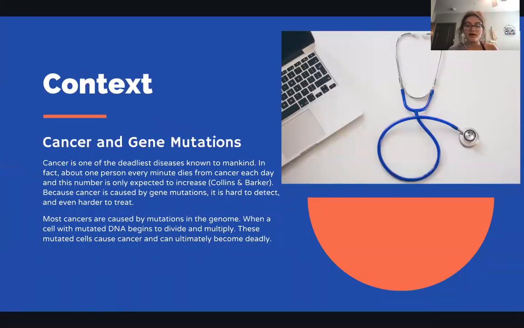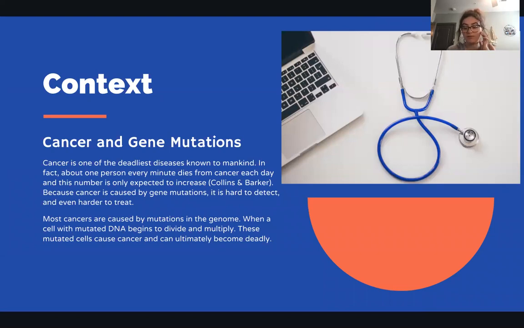Okay, this is about some context on cancer as a whole. Cancer is one of the deadliest diseases known to mankind. Everyone is susceptible to cancer. And one fact that really surprised me in this article was that they mentioned that about one person every minute dies from cancer. This is over 1,500 people a day. So for me, that was really hard to fathom because one person a minute is a lot of people that die of cancer. So cancer is mainly caused by gene mutations. And because of this, it's pretty hard to detect, hard to look out for, and even harder to treat.